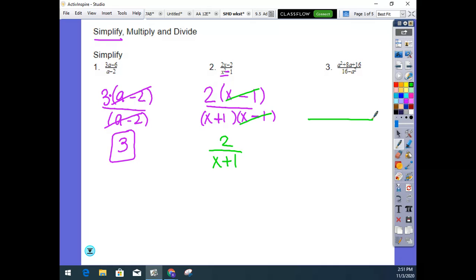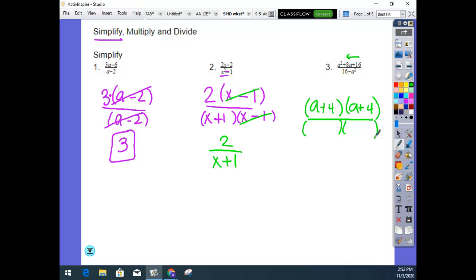Is there a GCF in the top? No. If there's not a GCF, 2 parentheses. A squared, a and a, factors of 16 that add to get 8. Plus 4, plus 4.